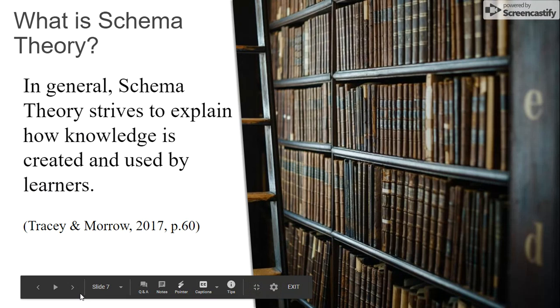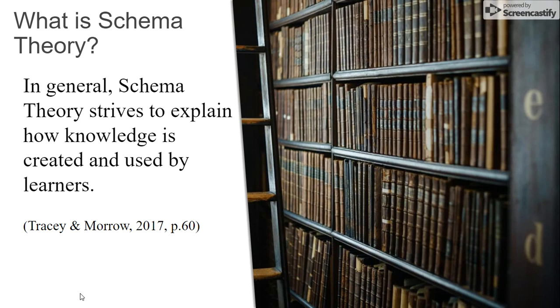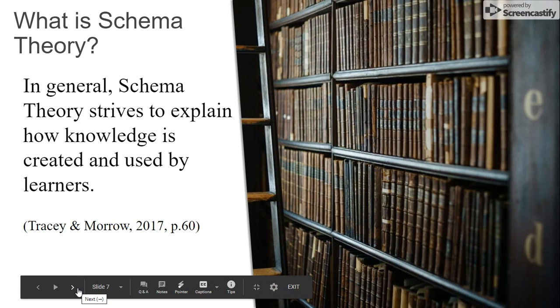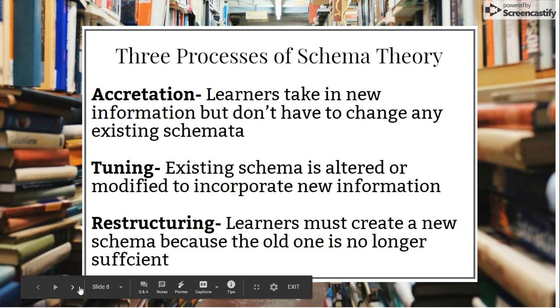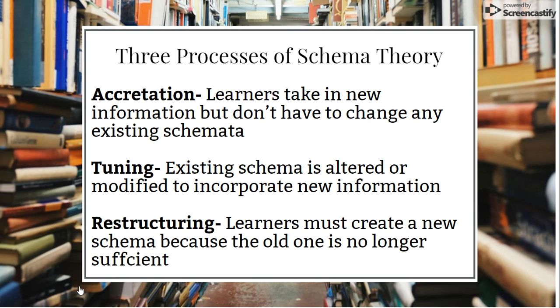Schema theory in general strives to explain how knowledge is created and used by learners. It can be broken up into different parts. There are really three processes of schema theory. The first is that learners take in new information, but they don't have to change existing schemata. This is like if someone is learning about a new plant and they already have information about plants, so nothing really has to change. They're just learning maybe a new name of a plant.